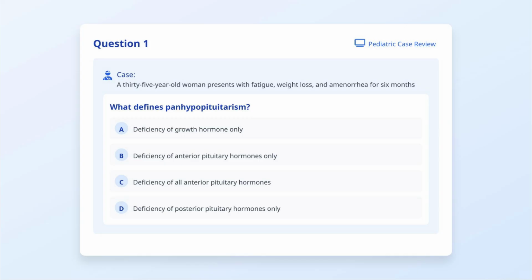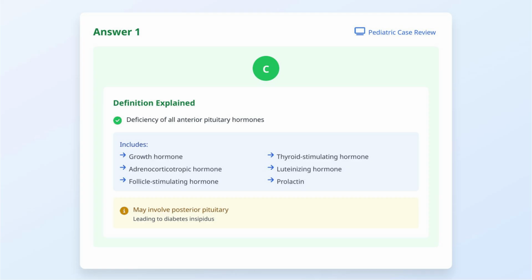Case scenario: a 35-year-old woman presents with fatigue, weight loss, and amenorrhea for 6 months. Question: what defines panhypopituitarism? Option A: deficiency of growth hormone only. Option B: deficiency of anterior pituitary hormones only. Option C: deficiency of all anterior pituitary hormones. Option D: deficiency of posterior pituitary hormones only. The correct answer is C.